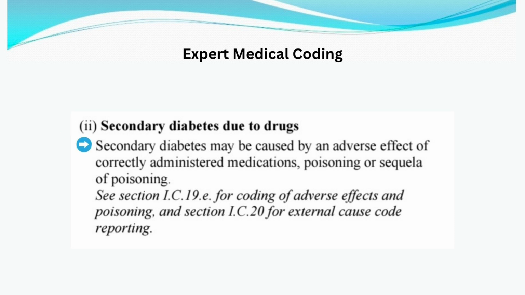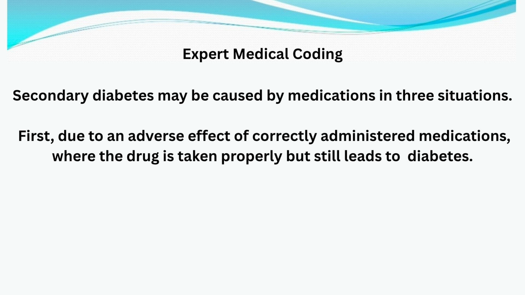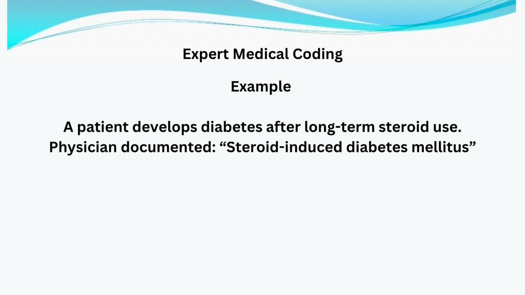Secondary diabetes may be caused by adverse effect of correctly administered medications, poisoning, or sequela of poisoning. Let's understand this guideline in more detail. Secondary diabetes mellitus may be caused by medications in three situations as per this guideline. First, due to an adverse effect of correctly administered medications, where the drug is taken properly but still leads to diabetes. Second, due to poisoning. Third, due to sequela of poisoning, where diabetes develops later as a long-term effect after poisoning.